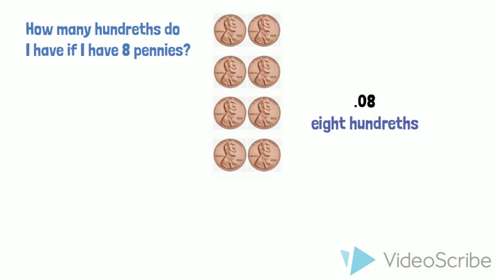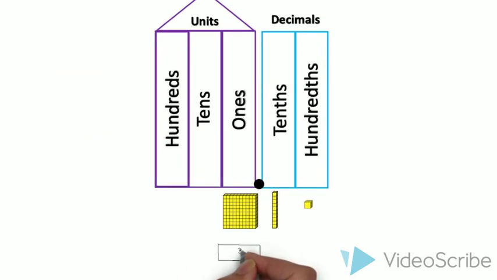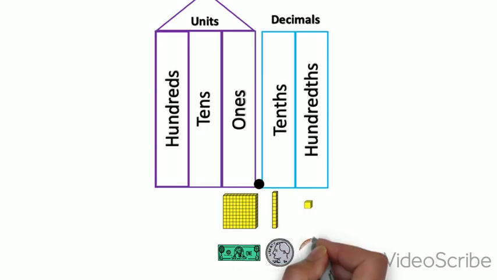So let's go back to our place value chart. Today I learned that I use the dime to represent the tenths place, and pennies to represent the hundredths.